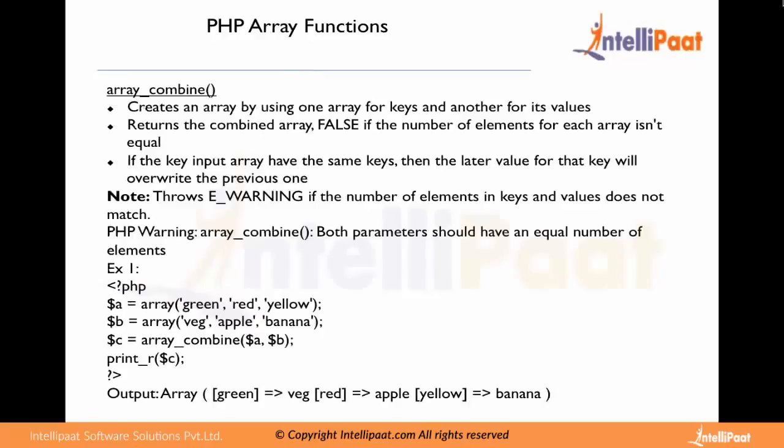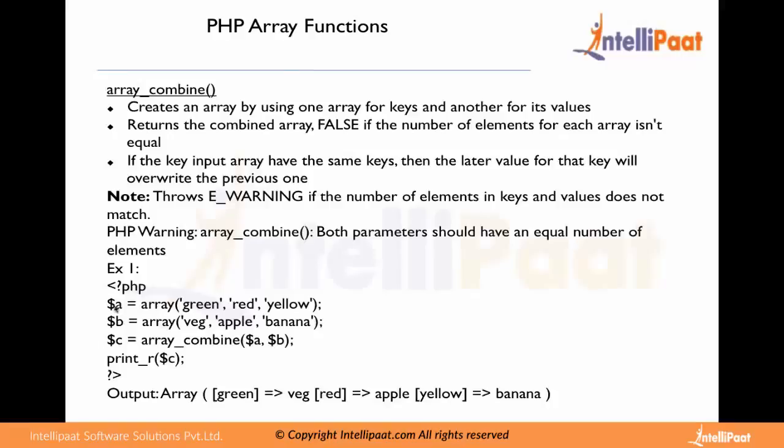Now we will see PHP array functions. First we will see the array_combine function. It creates an array by using one array for keys and another for its values. In the array_combine function, we pass two arguments and both arguments will be arrays. It will return a combined array in which the key will be from the first array and the value will be from the second array.